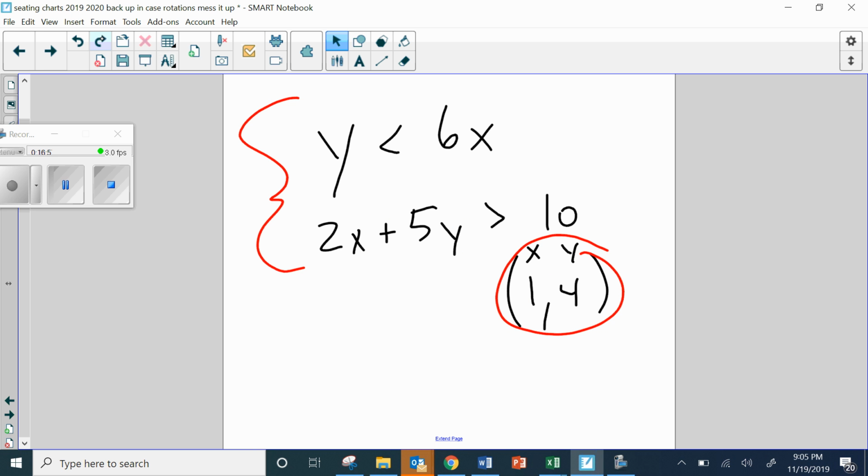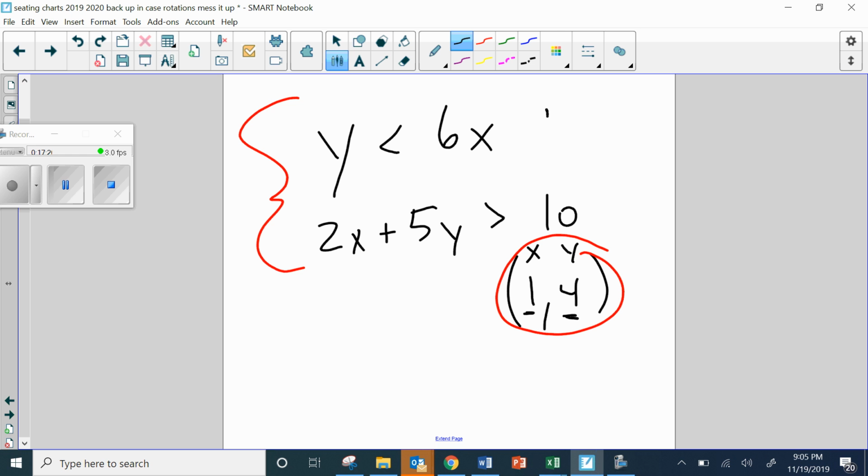All right. I was trying to get rid of the red circles and everything, but again, the ordered pair in red is the point we're testing. And then the two equations are y is less than 6x and 2x plus 5y is greater than 10. For the first equation, it's pretty simple. I'm going to replace the y with 4 and then the x with 1.